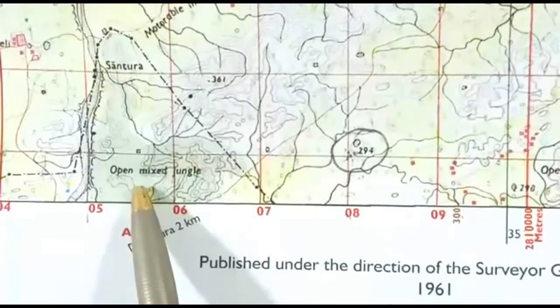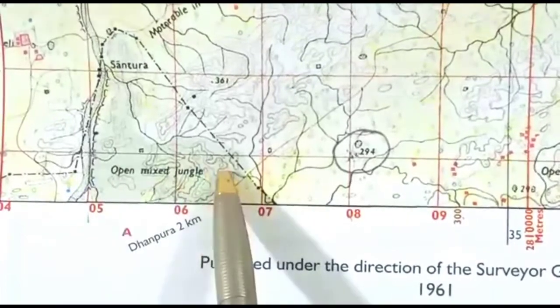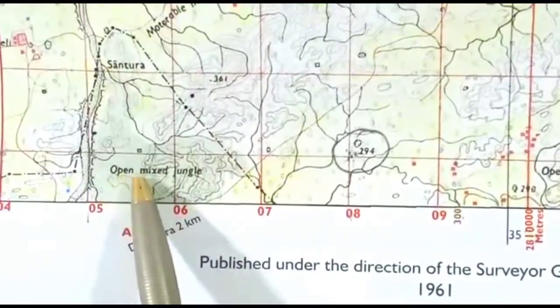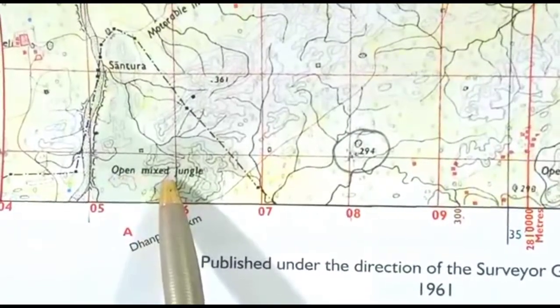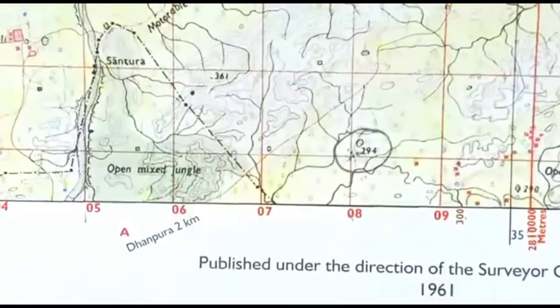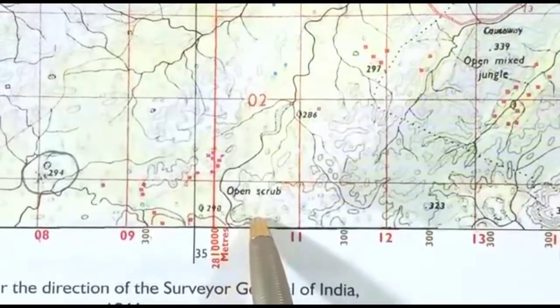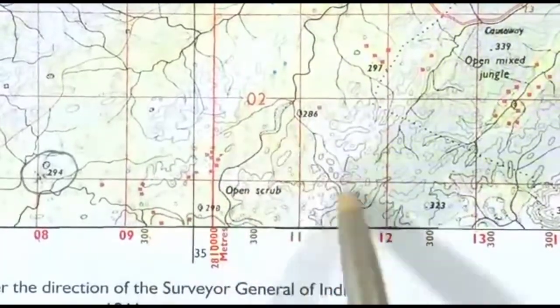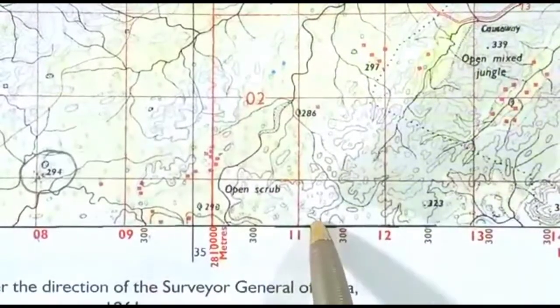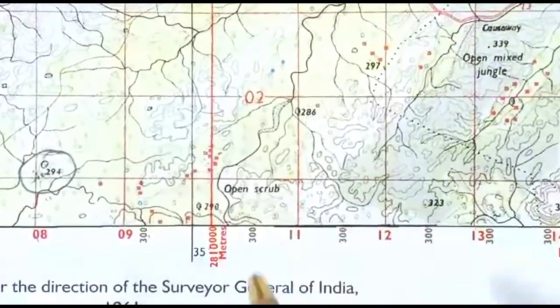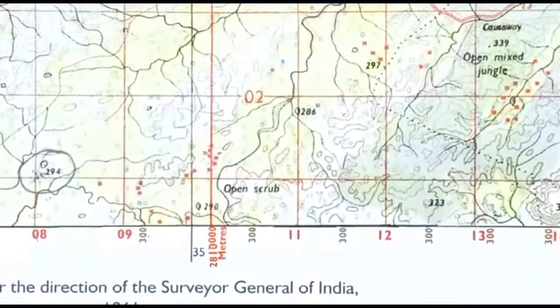Here we can see the term open mixed jungle. This forest area is not very dense, but mixed varieties of trees are found here. Here we can see open scrub. As I told you, the rainfall is less than 100 centimeters, so only grasses grow and they are very ideal for cattle rearing and sheep rearing.